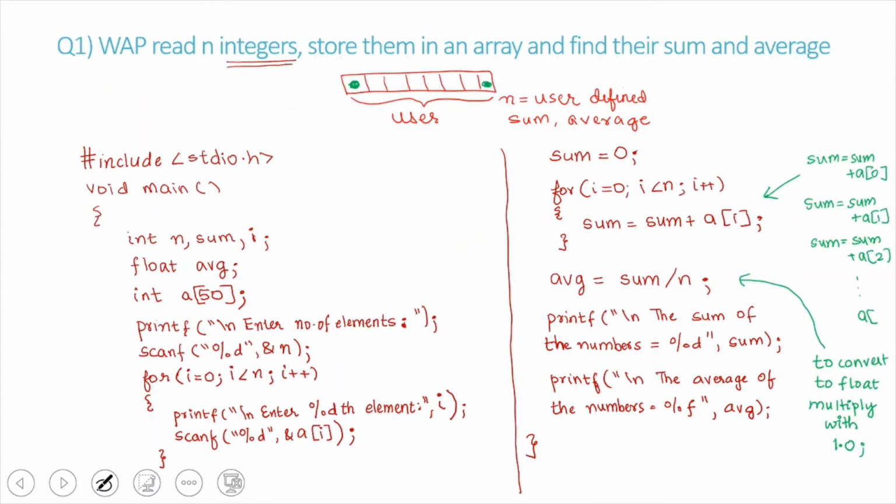Let us see how to read the values of an array and to find their sum and average. So first I am going to assign a few variables. I am also going to declare a float called average. This is an array which is of size 50. The name of the array is A and its values will be all integers.